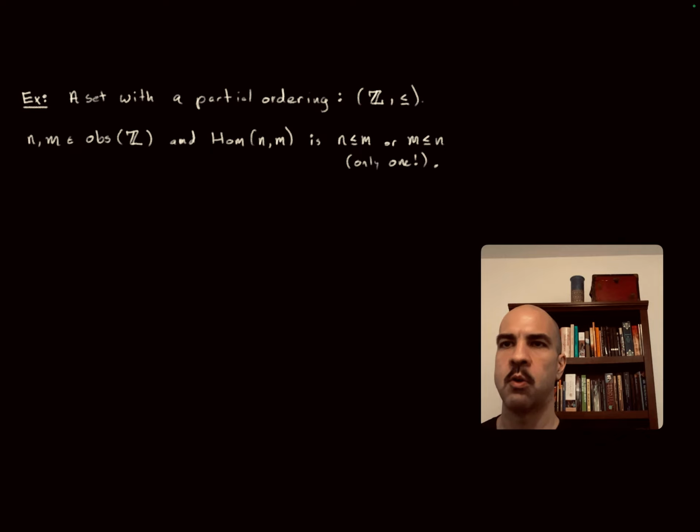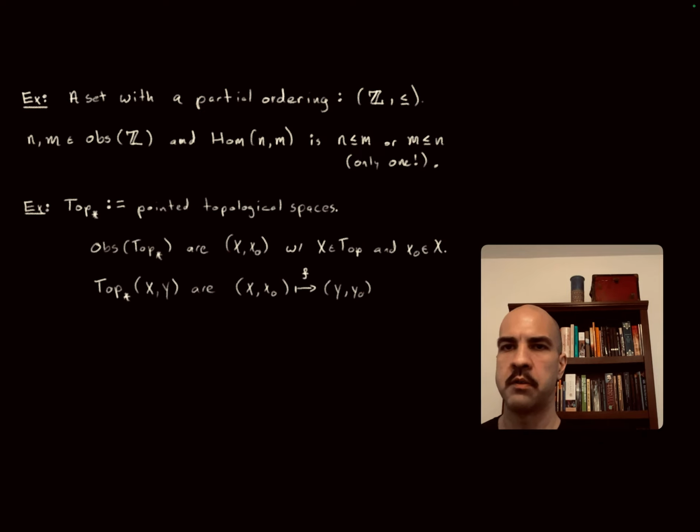An example of a category is the integers with this partial ordering less than or equal to. So in some general notion of a category, we can say that the numbers in the integers are the objects of the category. And then in this particular category, the homomorphisms between two of these objects are just less than or equal to. So we have n is less than or equal to m, or m is less than or equal to n. And there can only be one for any two of these integers. You can't have more than that.